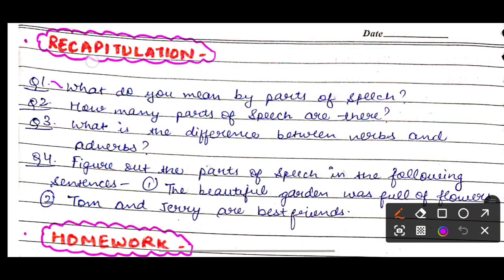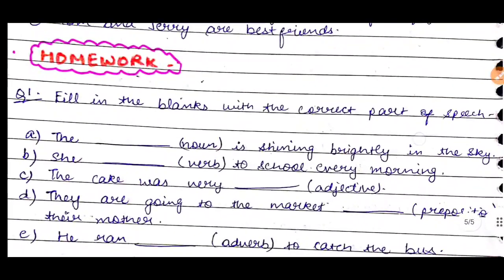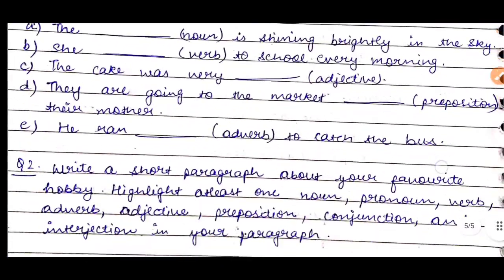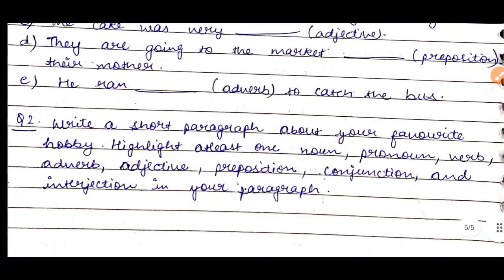First one is, what do you mean by parts of speech? Second, how many parts of speech are there? Third, what is the difference between verbs and adverbs? Fourth, figure out the parts of speech in the following sentences. First one, the beautiful garden was full of flowers. Second, Tom and Jerry are best friends. Okay. After that, the next heading and the last one is homework. So here I have written a few questions. Fill in the blanks with the correct part of speech. You can note down these homework questions. And second one is, write a short paragraph about your favorite hobby. Highlight at least one noun, pronoun, verb, adverb, adjective, preposition, conjunction, and interjection in your paragraph.